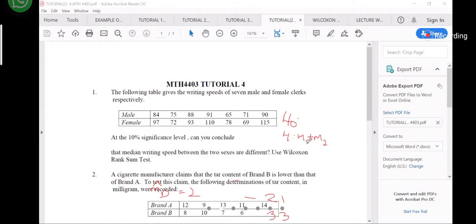Here you have to mention what 1 is used for. For male, for female I use 2. Whatever you write, you have to clarify to me. So if you make use of the Wilcoxon rank sum test, U1 equal to what? U1 you should get 15. U2 you should get 34. Yeah.